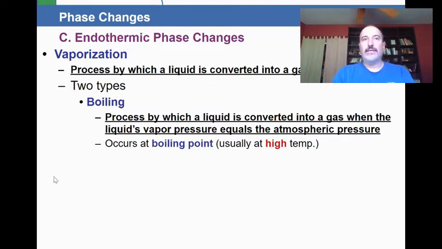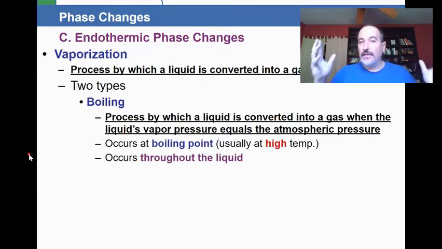So it usually occurs at a boiling point, but it also occurs throughout the liquid. Remember that you have the bubbles occurring not just at the top, but at the bottom and all over. It's a full rolling boil, all right?